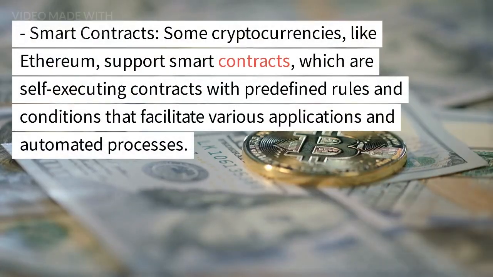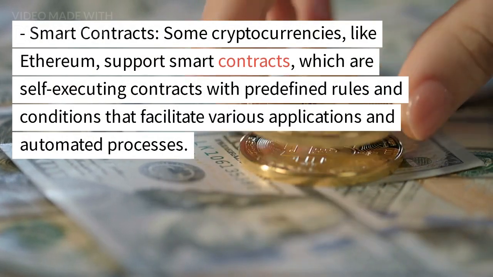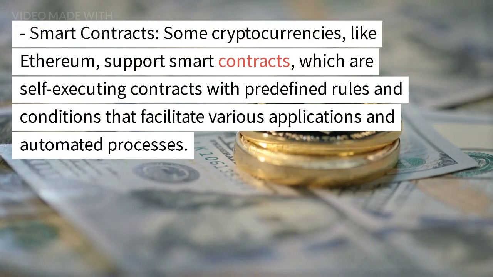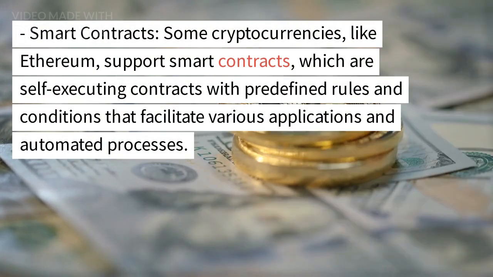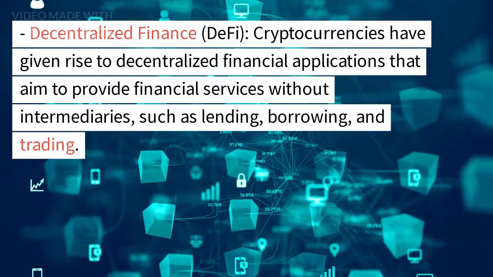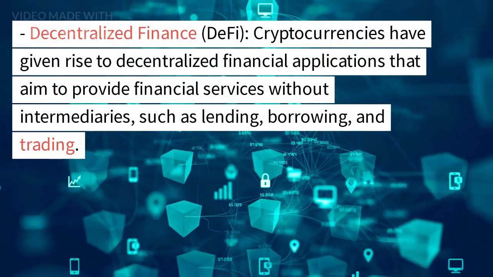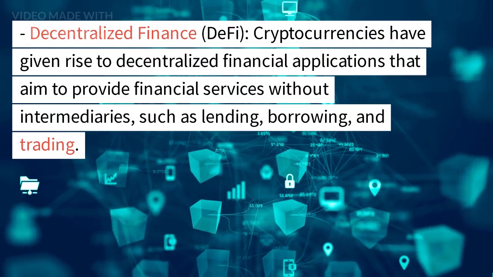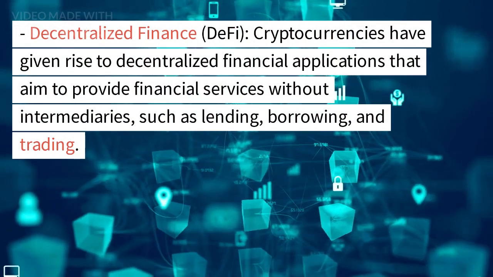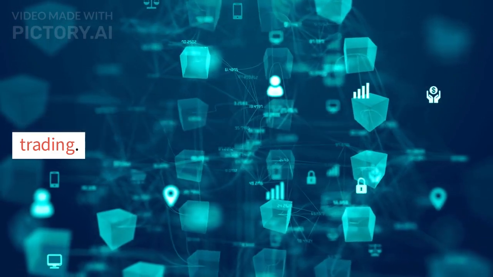Smart contracts. Some cryptocurrencies, like Ethereum, support smart contracts, which are self-executing contracts with predefined rules and conditions that facilitate various applications and automated processes. Decentralized finance, DeFi. Cryptocurrencies have given rise to decentralized financial applications that aim to provide financial services without intermediaries, such as lending, borrowing, and trading.